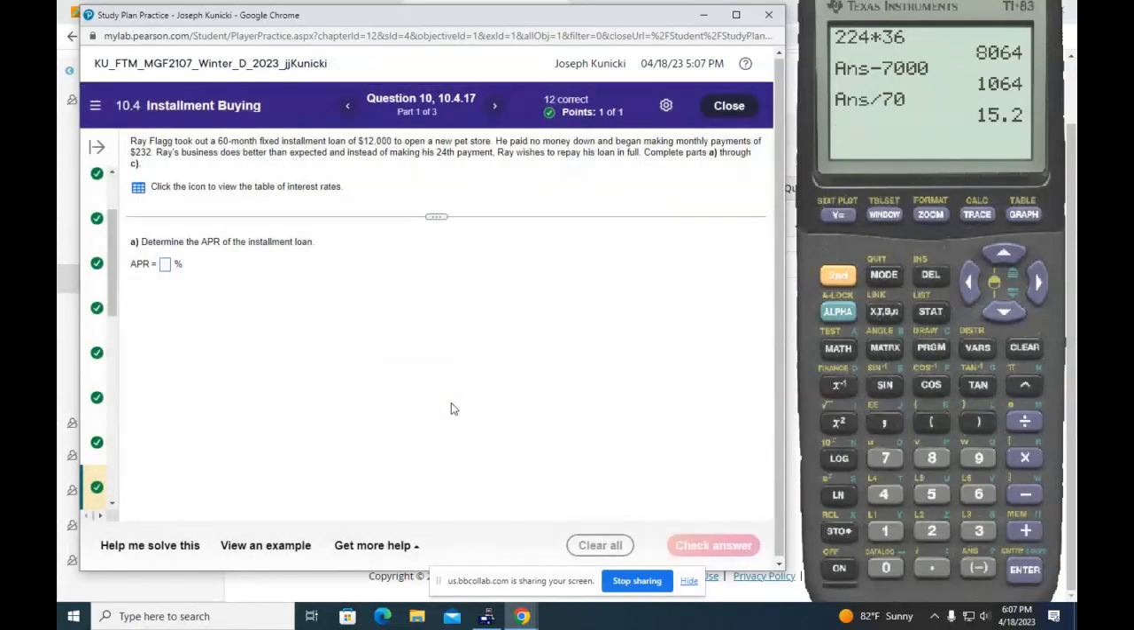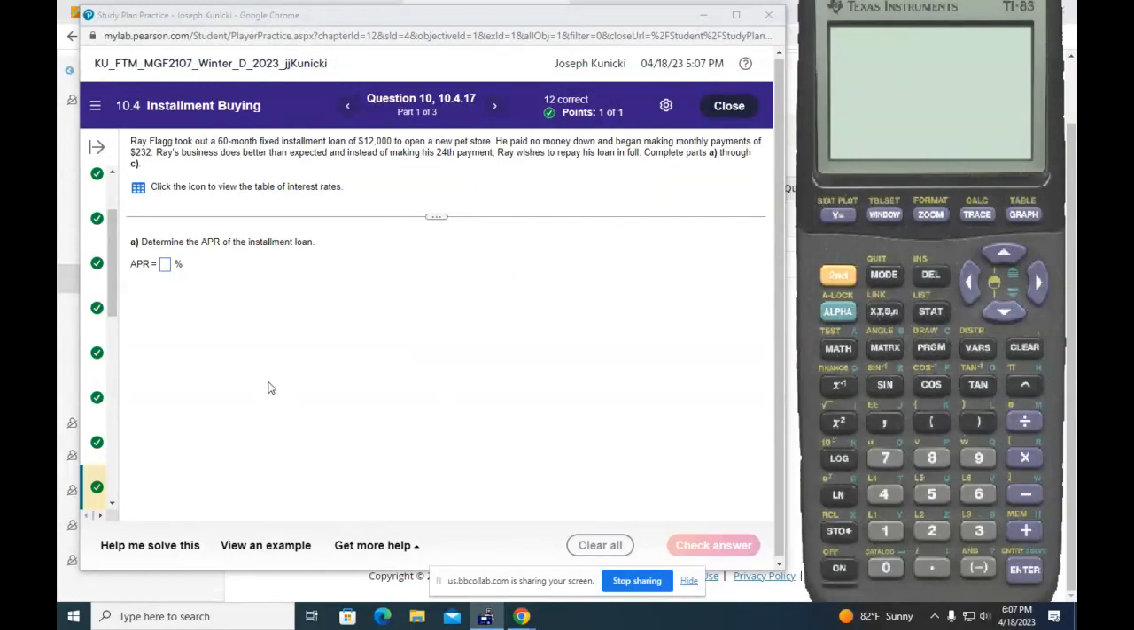So these two last ones were helping us to have to figure out how to find the APR because they're gonna mess with us now. Here we go. Ray Flagg took out a 60-month fixed installment loan of $12,000 to open a new pet store. No money down, so the $12,000 is the principal. He began making monthly payments of $232 every month. Ray's business does better than expected, and instead of making the 24th payment, Ray wishes to repay his loan in full.